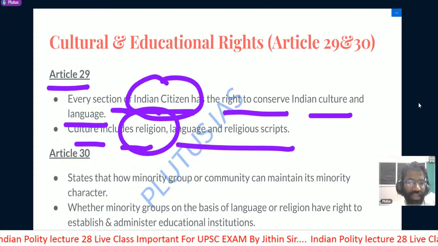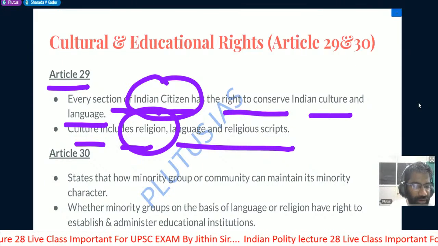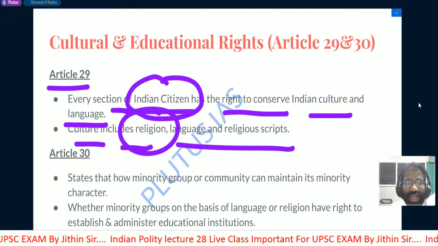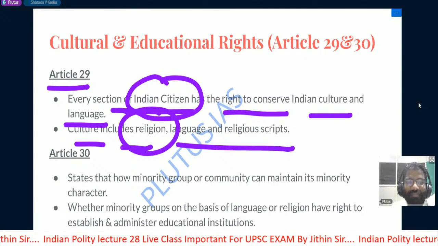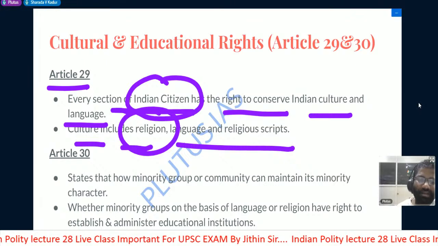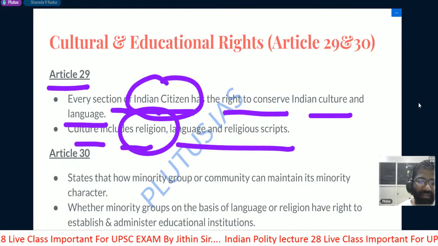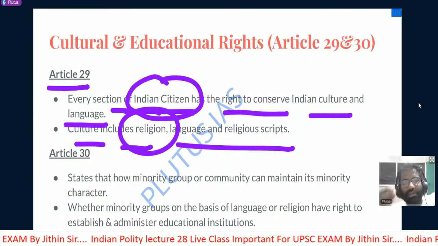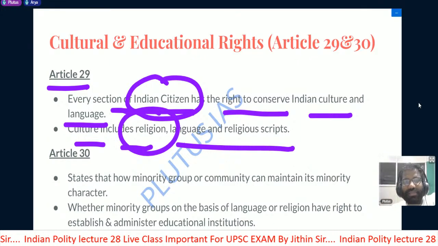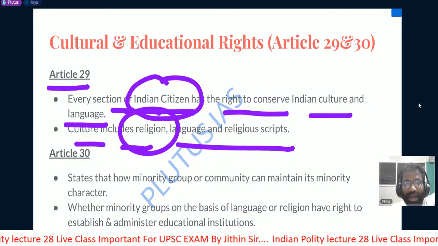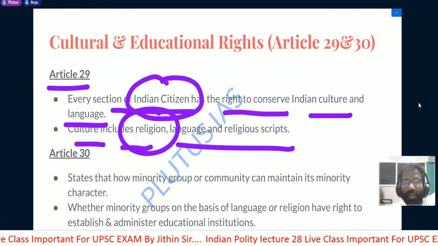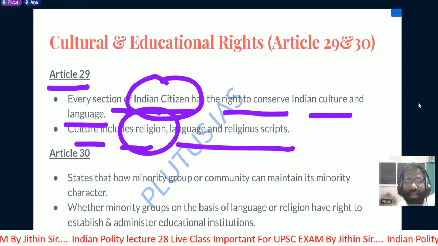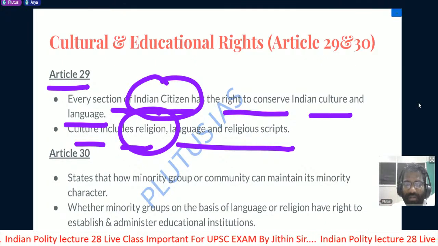Anyone has any doubt? Sir, are there no exceptions to this? No, why would they have exceptions? The only exception is they should do everything in a peaceful manner. Like every time I say, if you are doing something, it's your right, but it should not interfere with another person's personal liberty. Another person's personal liberty should not be hampered. So this is the only exception. And public order and sovereignty of the nation should not be disturbed.